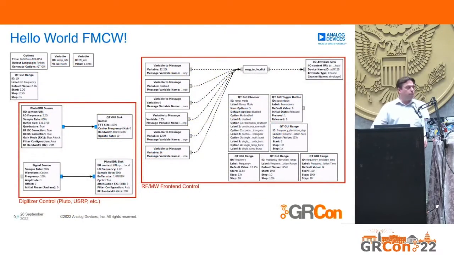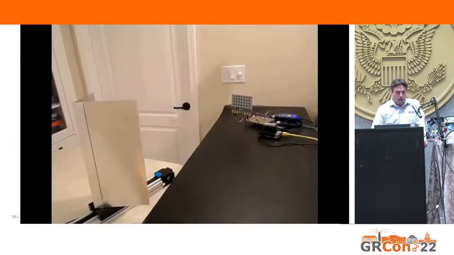That is our very simple Hello World FMCW flow graph. Again, I've split it into two portions. One is the digitizer with some sources and sinks, and on the right side, we see the RF front-end control portion that we want to discuss a little bit more in this presentation. But now I think it's time for the demo, and I hope it's playing.